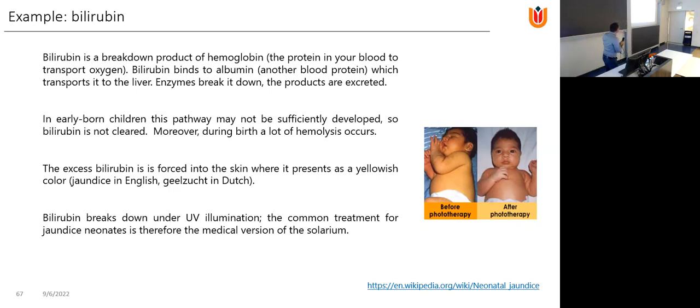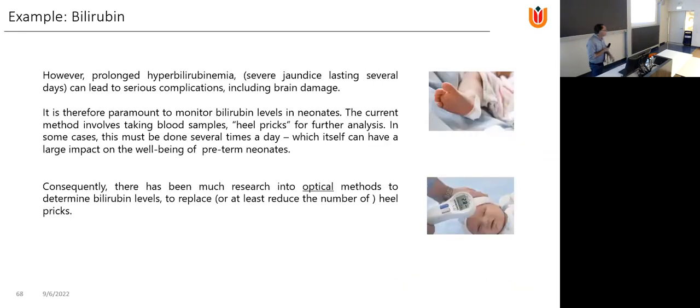Now the lucky thing is that bilirubin just breaks down under UV illumination. So what usually happens is that these babies, after birth, are put in kind of a solarium under a UV lamp, and then the bilirubin is broken down, and really no problem exists anymore. So that's great. But not always. Babies can have severe jaundice that lasts a couple of days, and that can be dangerous because too high levels of bilirubin can cause damage to the brain.